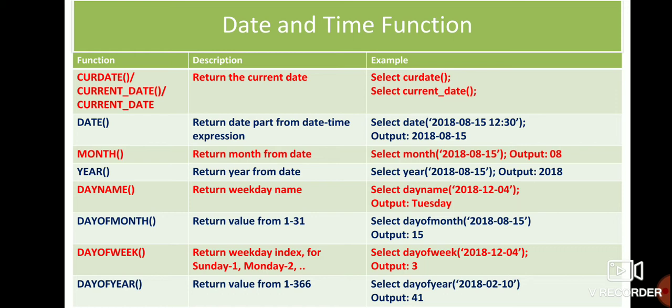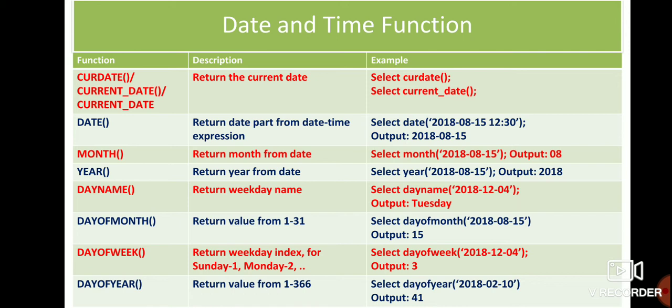DATE. It returns the date part from a date time expression. Like select DATE 2018 8 15 12:30 pm. So it will return what? Date format only it will return. It will not return the time format. Next is MONTH. It returns the month from the date. Like 2018 8 15. So what will be the output? 8 will be the output.